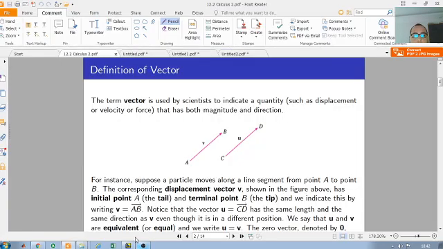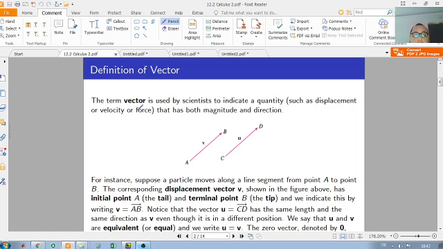Hello friends, in this video we will cover section 12.2. In this section we will define what a vector is, and also define the norm or the length of the vector, and the addition and subtraction of vectors.